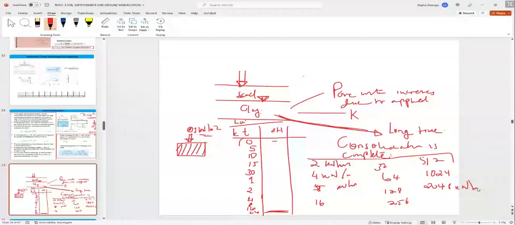Each reading has time versus change in height. Now, think about this sample this way. Samples like this, initial height is H naught. And then after 24 hours, it's like this, H1. So what is the difference here?